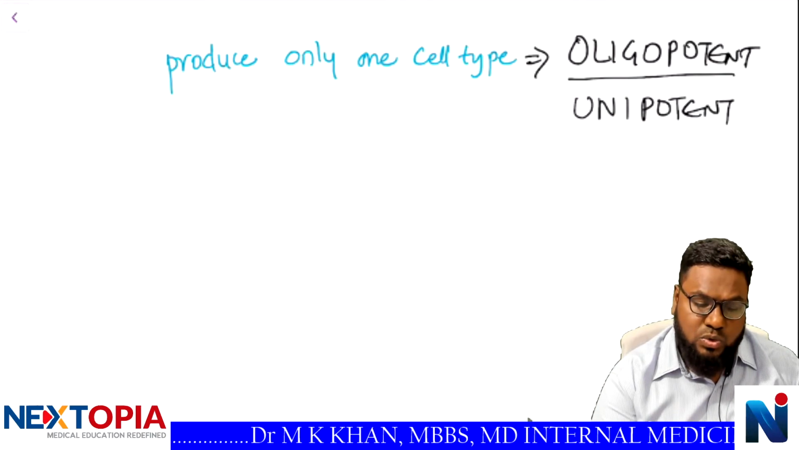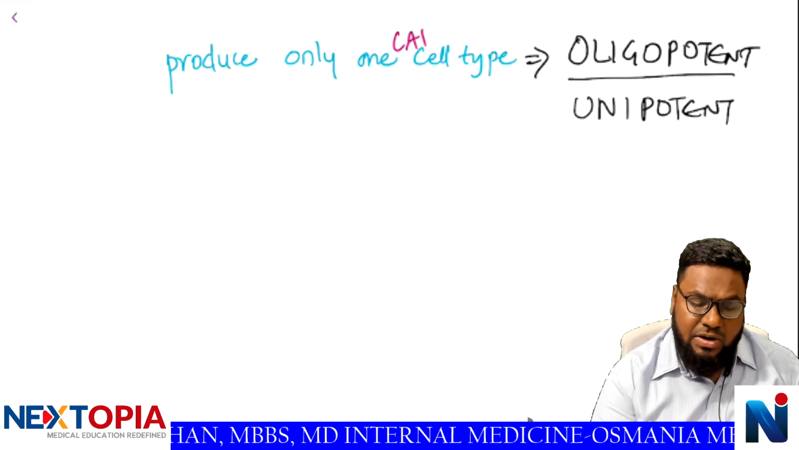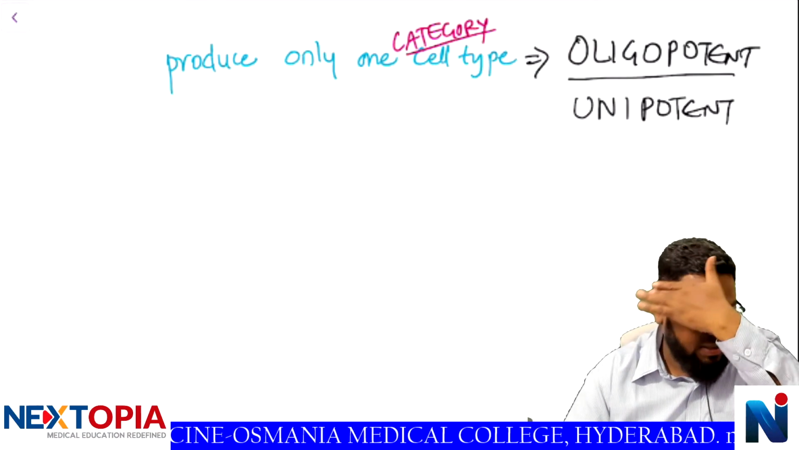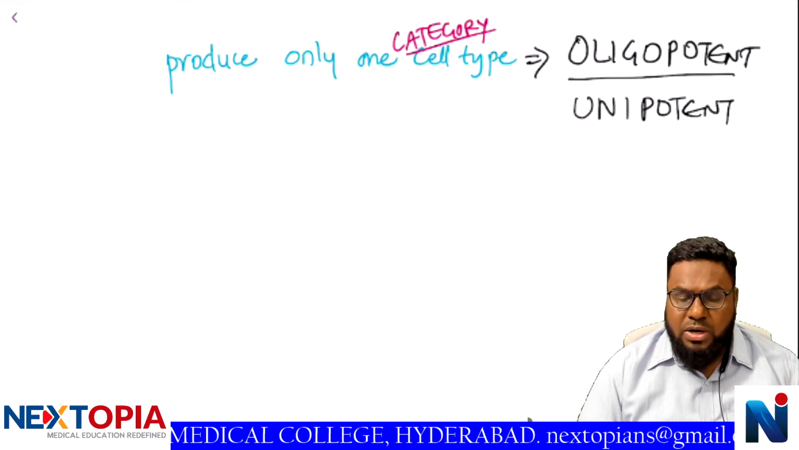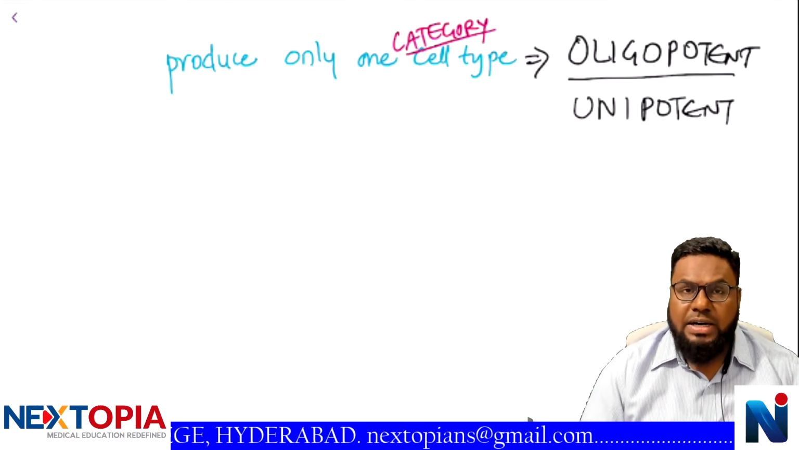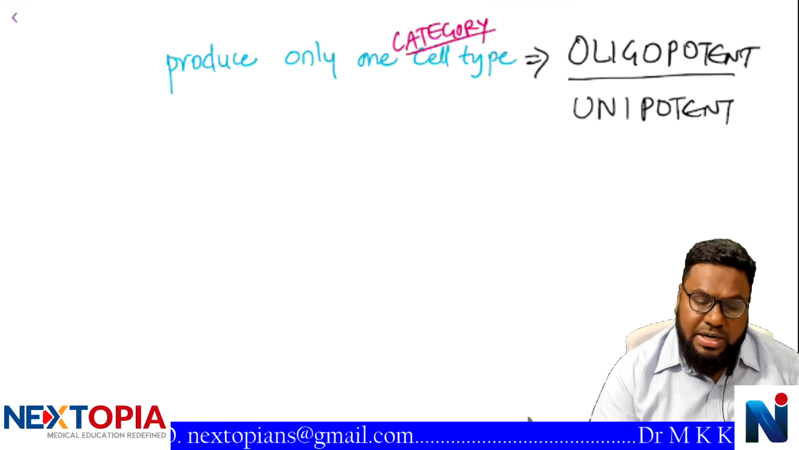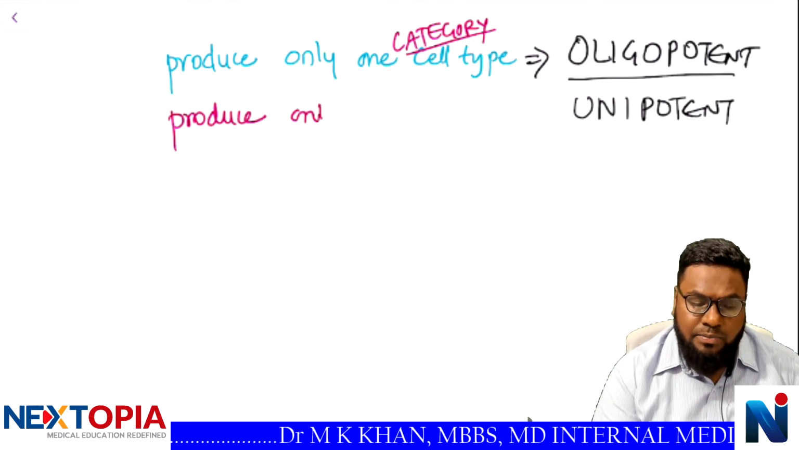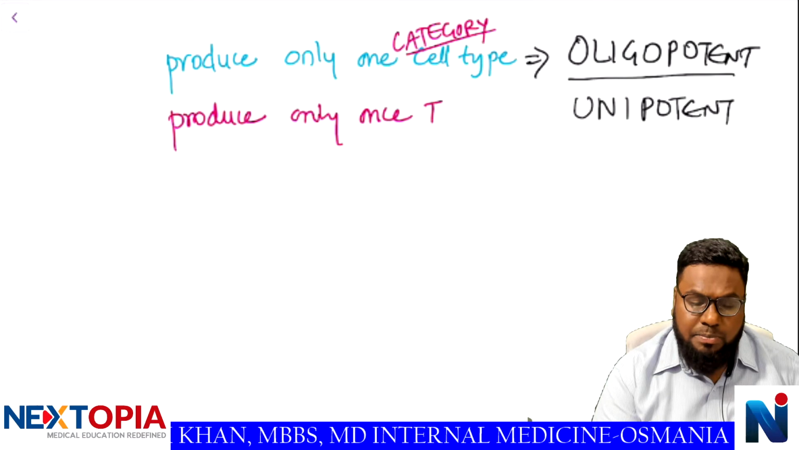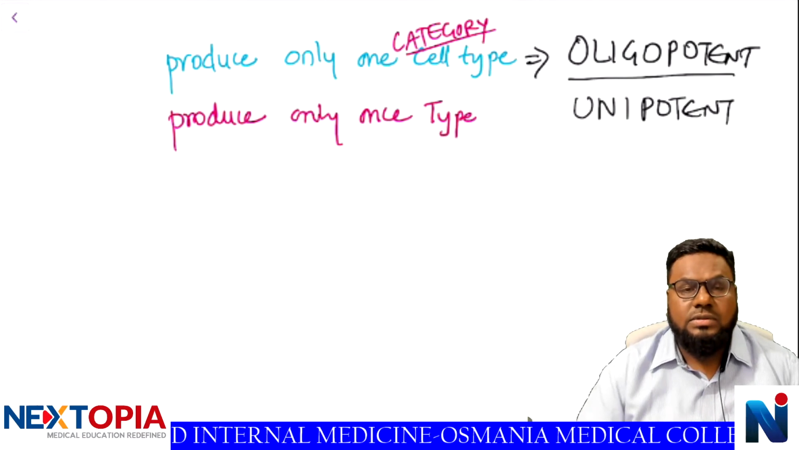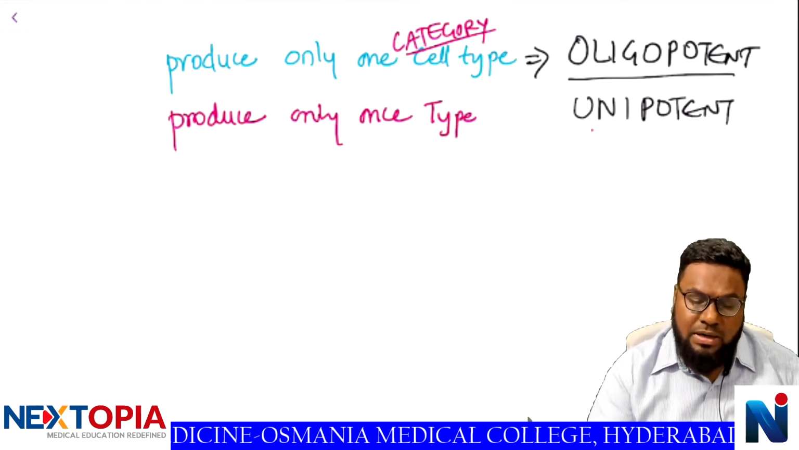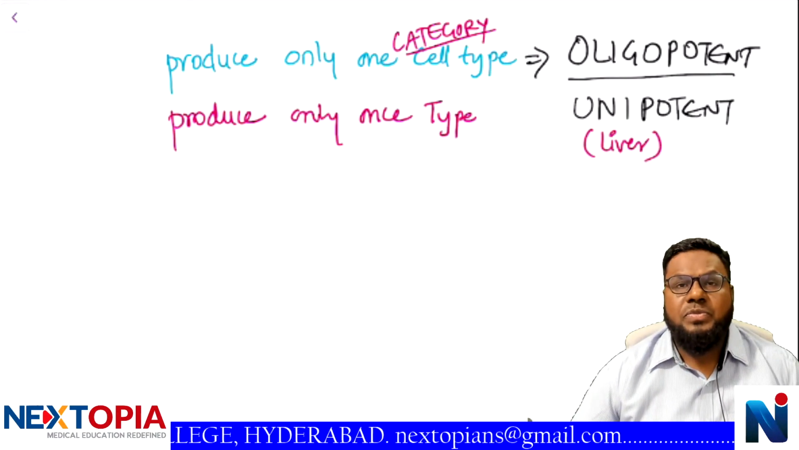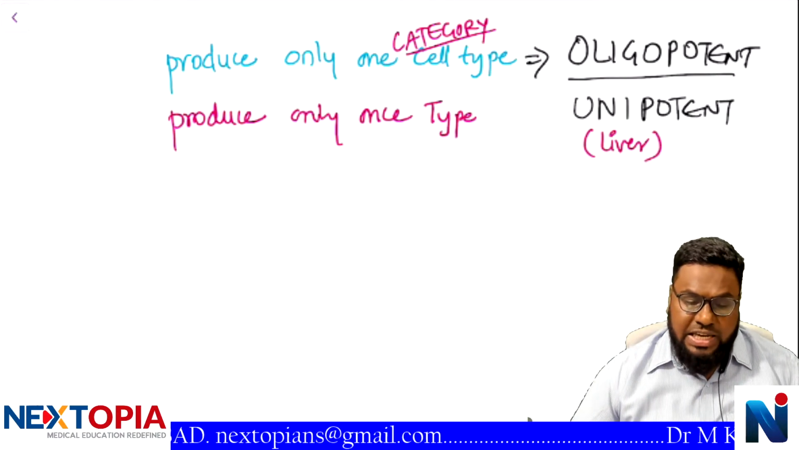So I write here, produce only one category of cells. Category means related to one organ system, for example, bone marrow stem cells. Only bone marrow cells are produced, so you are calling it oligopotent. Whereas unipotent means the ability of a stem cell to produce only one type of cell. Only one type of cell, for example liver, or any organ we are talking about. So this is all about the classification of stem cells.